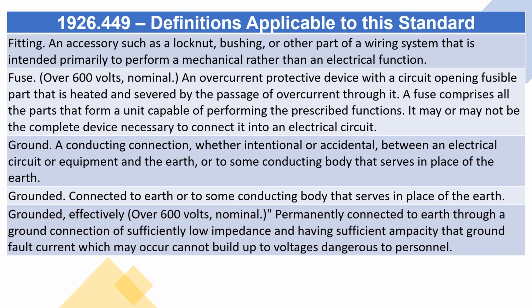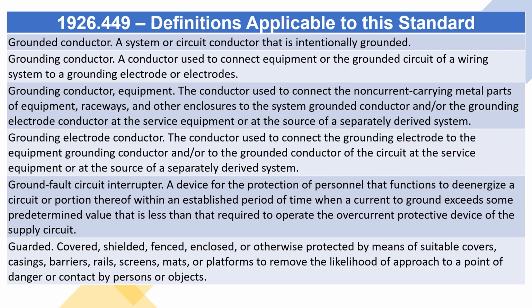Grounded, effectively, over 600 volts, nominal. Permanently connected to earth through a ground connection of sufficiently low impedance and having sufficient ampacity that ground fault current which may occur cannot build up to voltages dangerous to personnel. Grounded conductor. A system or circuit conductor that is intentionally grounded.